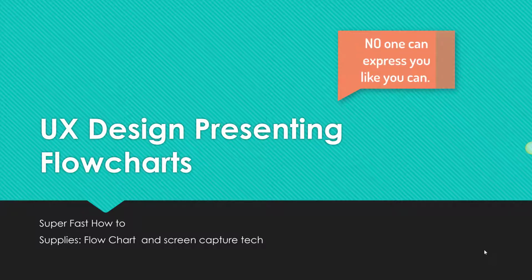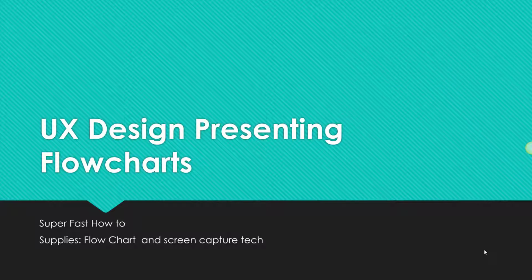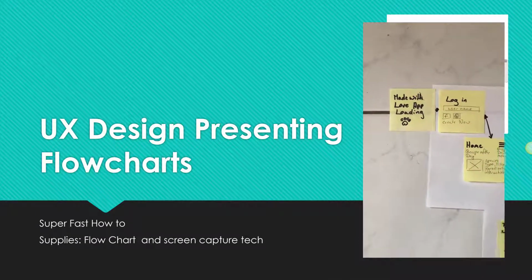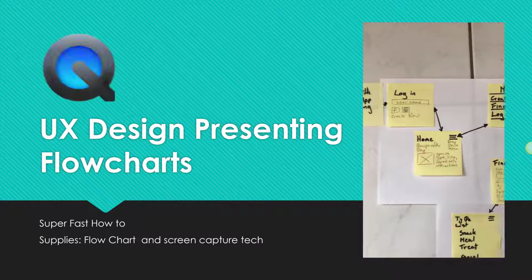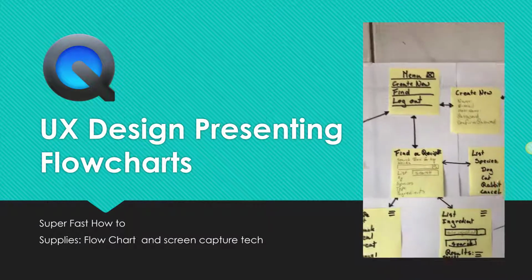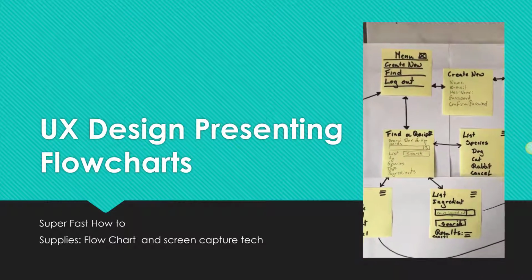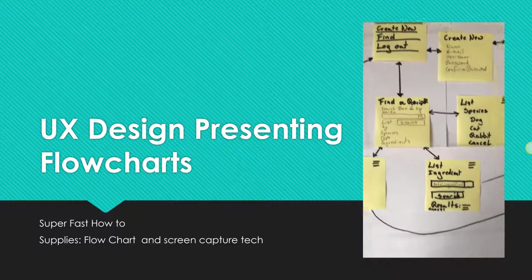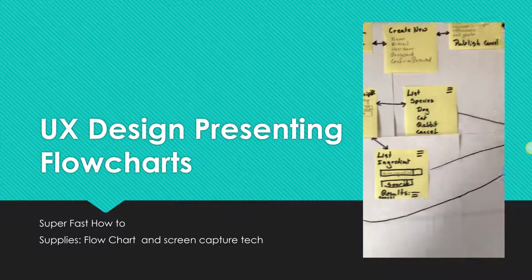What you're going to need for this is your finished flowchart, whatever form it takes, as long as you have a good photo of it that you can put on the screen, we are set. The second thing you're going to need for this project is your screen capture tech, whether that's Figma, or QuickTime or Jing, it doesn't matter. Whatever you use to create that first capture video, use it again for this project.